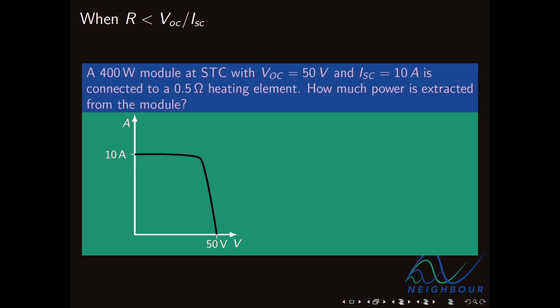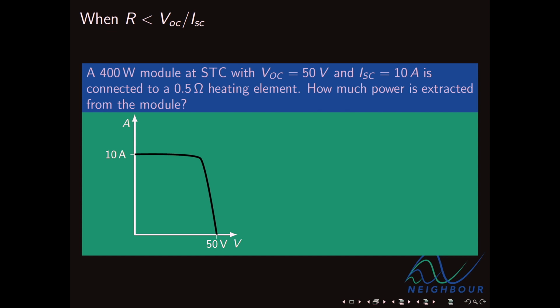So first, let's look at what happens when we connect a very large load to our module. Remember that a very large load, that is one that consumes a lot of power, has a very low resistance. And a very small load, that is one that doesn't consume a lot of power, has a very high resistance. So with this module that has an open circuit voltage of 50 volts and a short circuit current of 10 amps, its maximum power point resistance is 5 ohms.